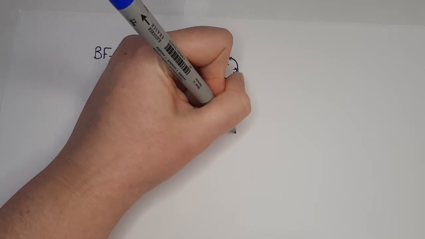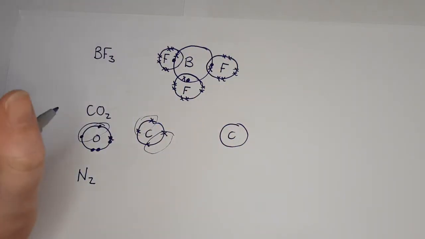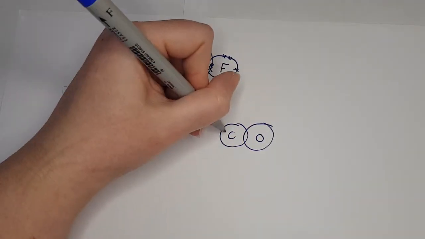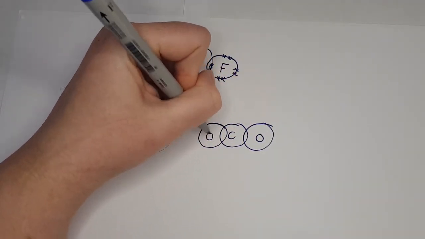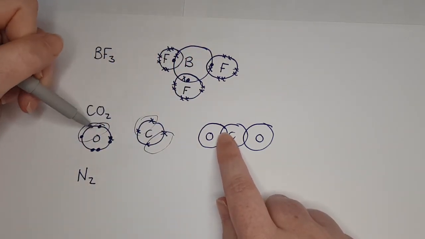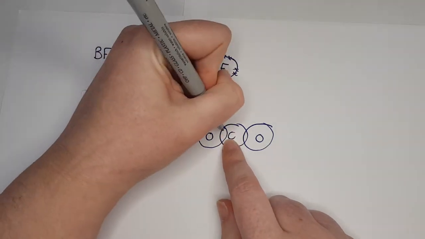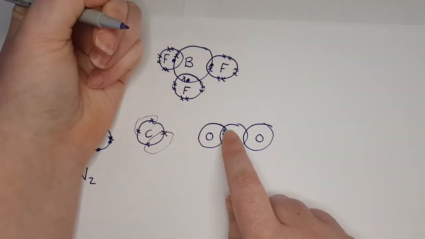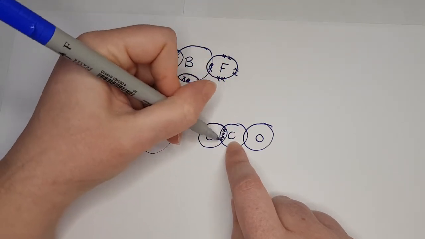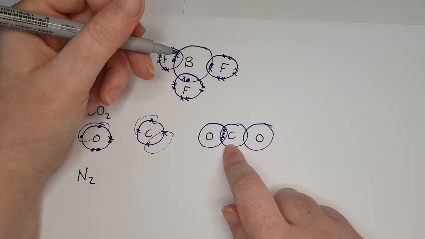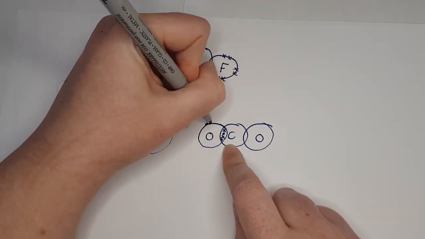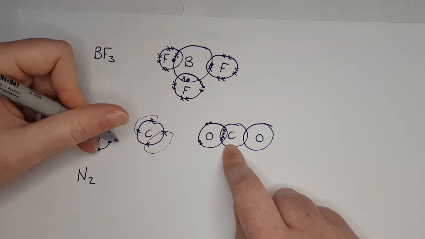So if I'm going to draw that, I have my carbon, and I have an oxygen, and I have another oxygen. And the carbon is sharing 2 electrons with each of those oxygens to become full. So I can say it shared 1, and then it shared the other. So there I have 2 bond pairs, and then oxygen still has its 2 lone pairs on each side.